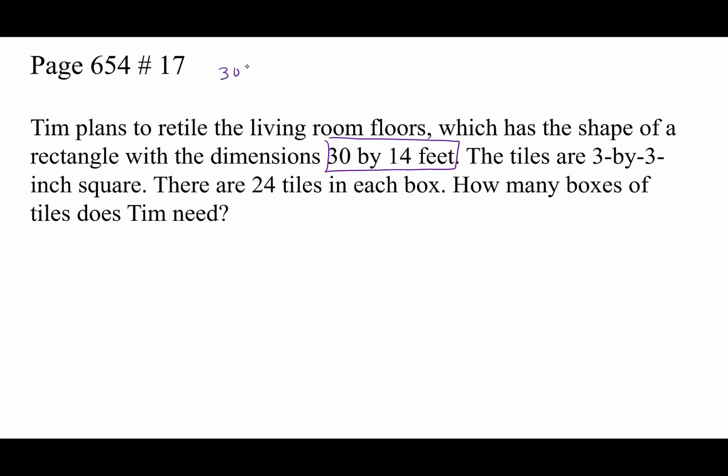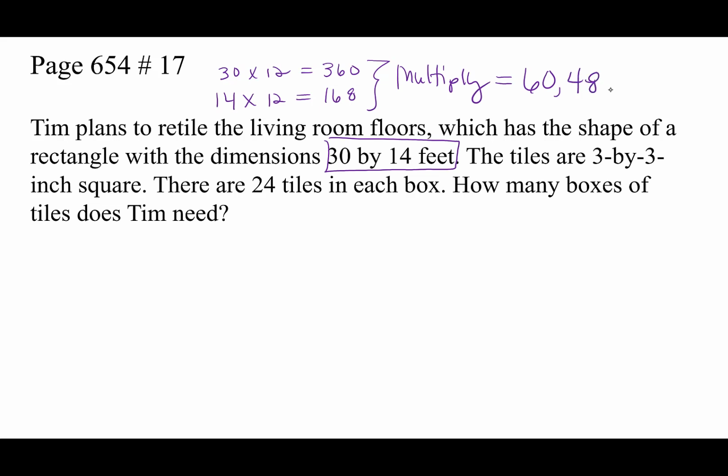So we're going to do 30 times 12 and then 14 times 12. 30 times 12 is 360. And 14 times 12 is 168. So those are the dimensions of the room, 360 inches by 168 inches. We are going to multiply those together to get 60,480 inches squared. This is just the living room space converted into inches.